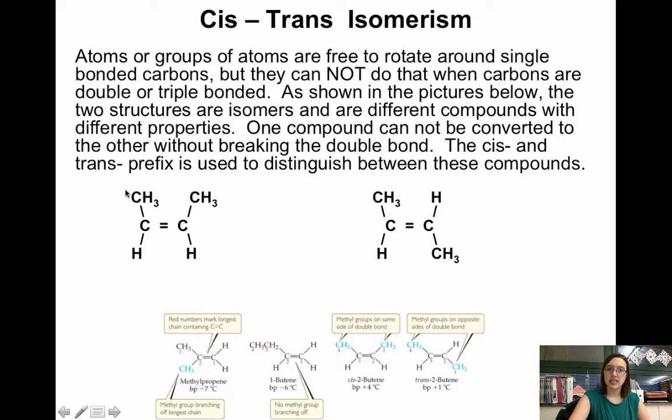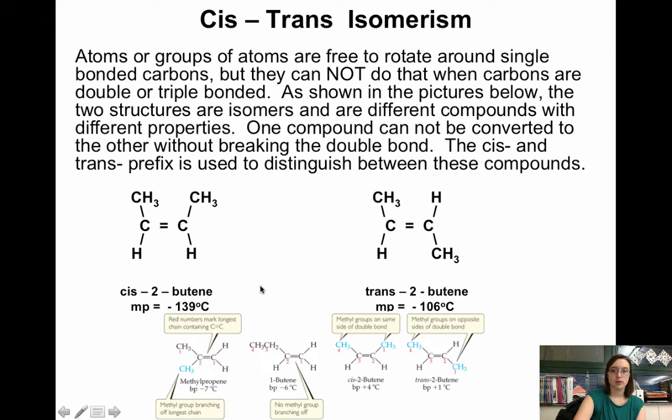So looking at these two structures, they actually have the methyl groups bonded differently, which gives them different properties. This is called cis-2-butene. This is called trans-2-butene. When your methyl groups are on the same side, notice the way that it's drawn, your methyl groups are on the same side.